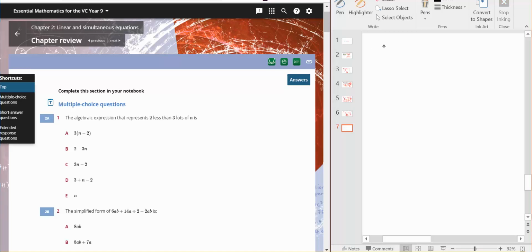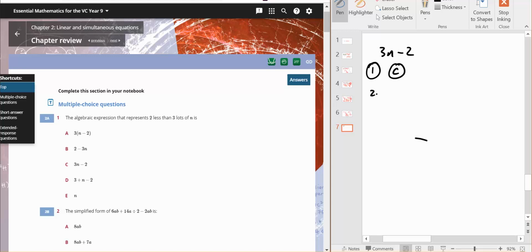So in question 1, we want an algebraic expression that represents 2 less than 3 lots of n. Okay, so when I go 3 lots of n, I'm going to write 3n, that's 3 lots of n, and I want 2 less, so 3n minus 2. So the answer to question 1 would be solution C.